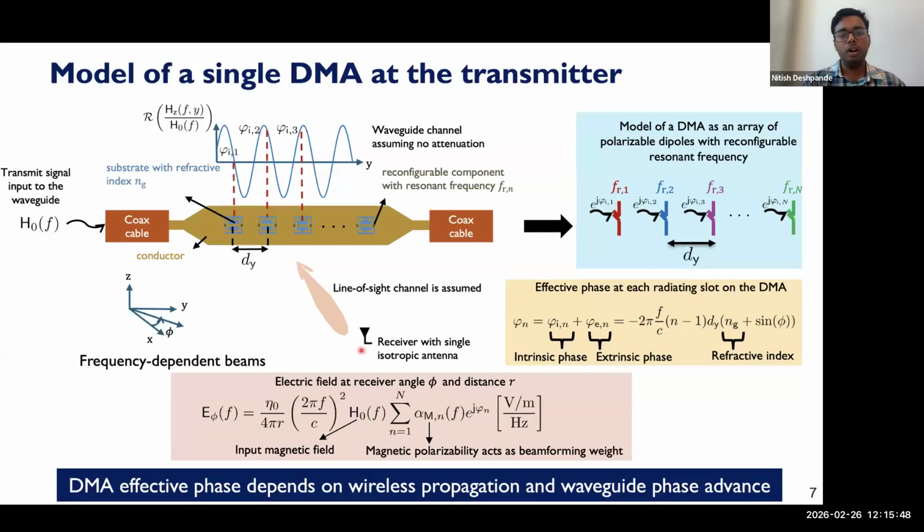Let's look at how we can express the electric field at the receiver at a given angle phi and distance r. We can write the electric field as a summation of the contribution of different slots. The contribution of different slots is governed through this term called magnetic polarizability that gets multiplied by this phase term. This phase term has two contributions. The first is the intrinsic phase that depends on the waveguide refractive index and the interelement spacing. And the second is the extrinsic phase, which depends on the beamforming angle.